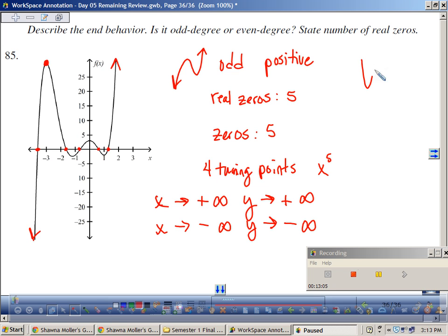What if it looks like this? So this is an even, right? As x is going positive, what's happening to y? Positive. As x is going negative, what's happening to y? Positive. See that? Okay.